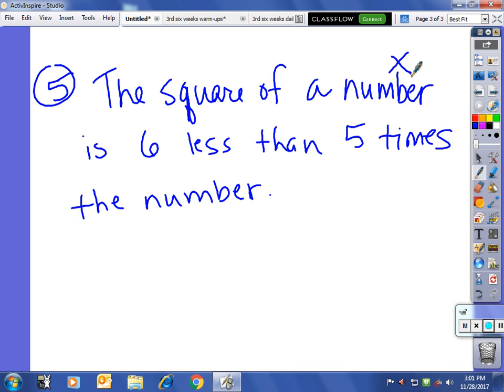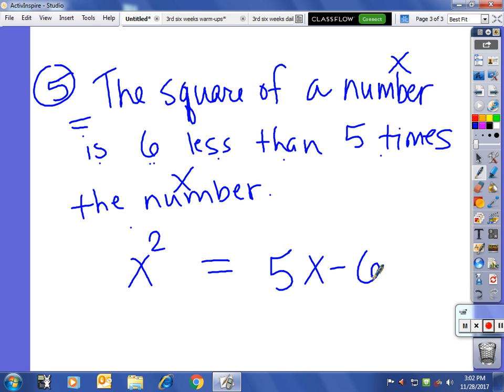All right, well, a number is where we would put our x. So what's the square of x going to look like? That would be x squared. That's where our equal sign would go. Be careful with this phrase here. How would I write 6 less than 5 times x? 6 less than 5 times x would be 5x minus 6. So I translated the words directly into an equation. Now I got to rearrange it until it's in standard form. That would be x squared minus 5x plus 6 equals 0. And then I'm going to factor it and solve it.